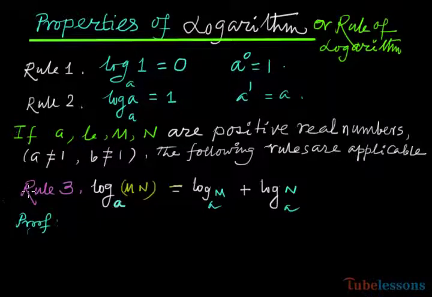Now, if a, b, m, n are positive real numbers where a is not equal to 1 and b is not equal to 1, the following rules are applicable. Rule 3: log of m into n base a is equal to log m base a plus log n base a. So now we'll prove how it comes.